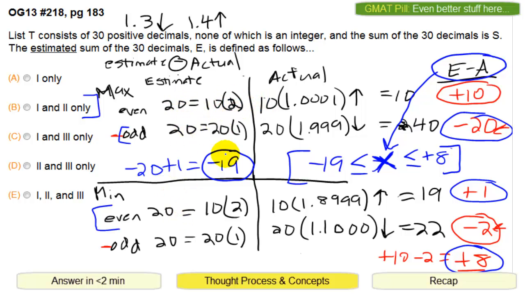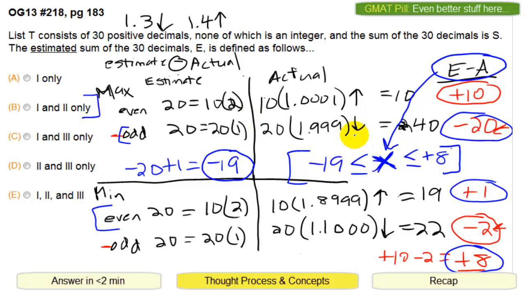Again, for the even ones, you multiply them by 10, because we're told that 1/3 of the 30 decimals are even, and the remaining 20 are odd, so we multiply the odd ones by 20. In both cases, we get a list of actual values, so 10, 40, 19, and 22. And for estimates, you find the values 20, 20, 20, and 20. This is just a sample situation.